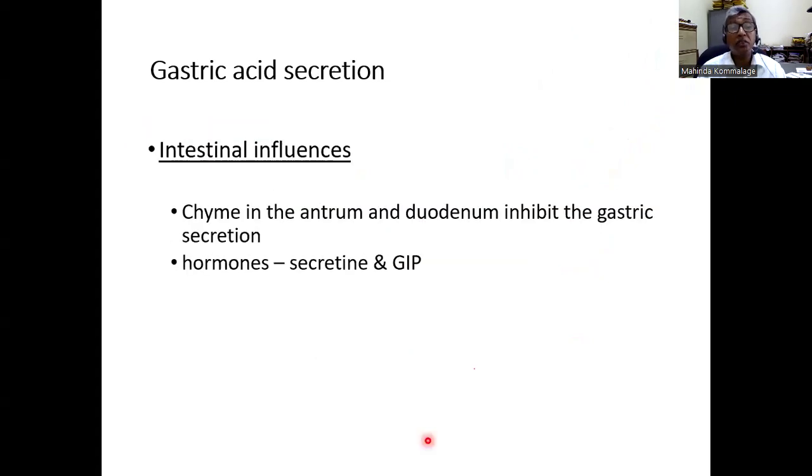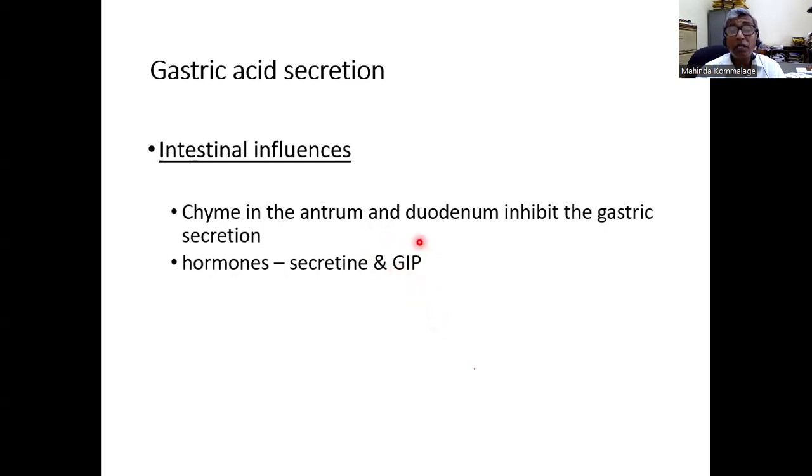Then, as I mentioned, intestinal influence operates through the hormones secreted from the intestine. Secretin and GIP, gastric inhibitory peptide, are important hormones for the inhibition of gastric secretion, and they are also important for inhibiting gastric emptying. Here I am talking about only secretion, but when the food content comes to the stomach, it should gradually empty to the duodenum, right? So especially GIP inhibits the gastric secretion as well as gastric emptying.